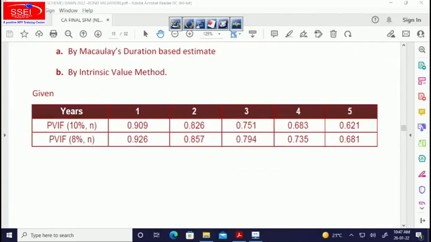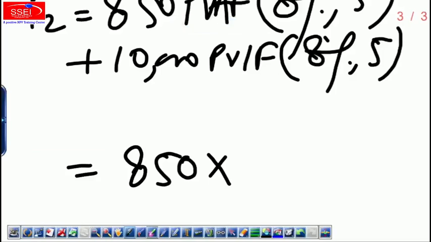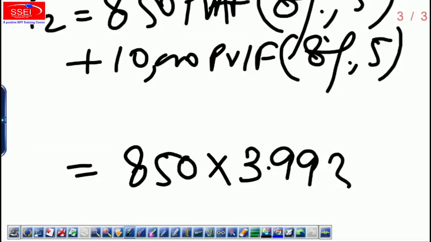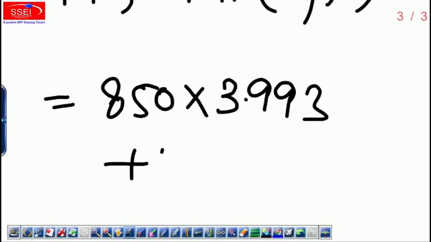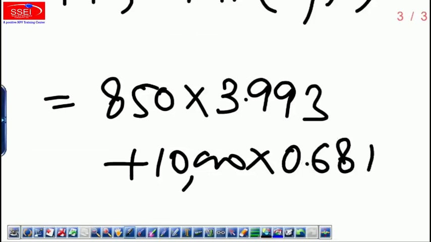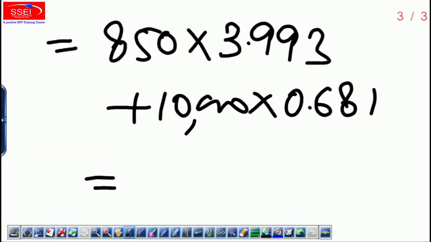Okay, 8%. Annuity factor, let's add them up. 0.926 plus 0.857 plus 0.794 plus 0.735 plus 0.681. So annuity factor is 3.993, plus 10,000 into, what was the last discounting factor? 0.681. 10,000 into 0.681. So this is the higher price corresponding to a negative shock. 10,204.05.